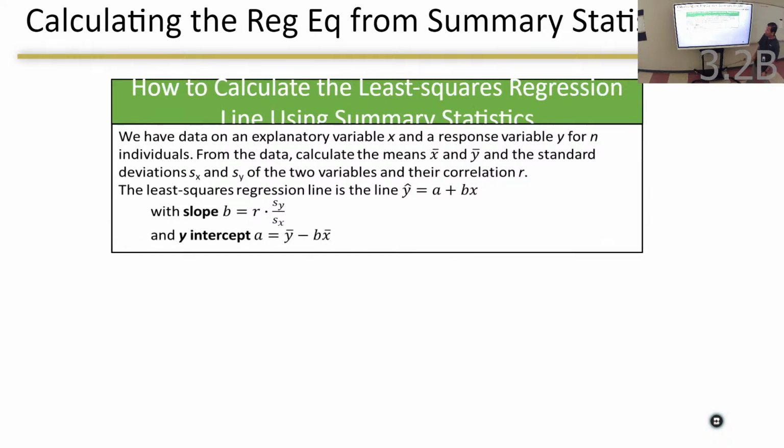And then another one they're going to give me is a is equal to y bar minus b x bar. Well, they already told me what x bar is. They told me what y bar is, and they told me what s of x and s of y were, and I hope they told me what r was. If they told me all that, I can find b. And if I can find b, and I know x bar and y bar, then I can find a.